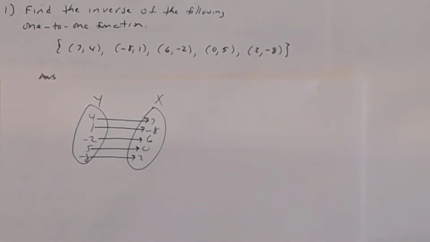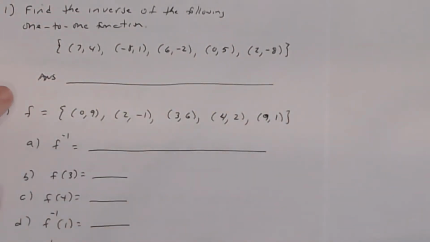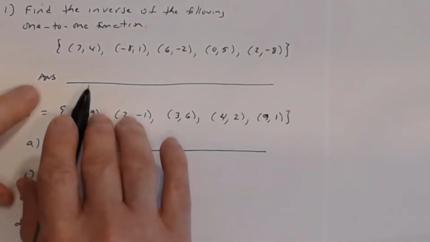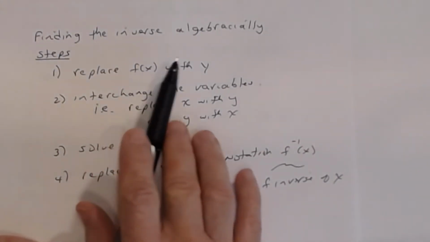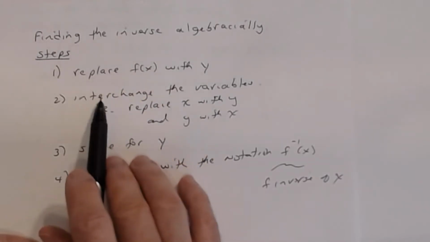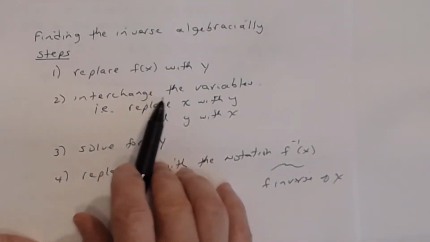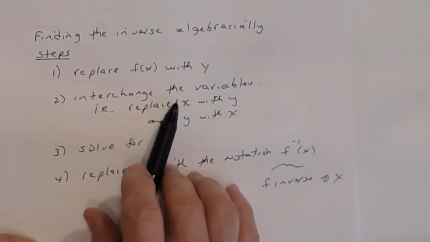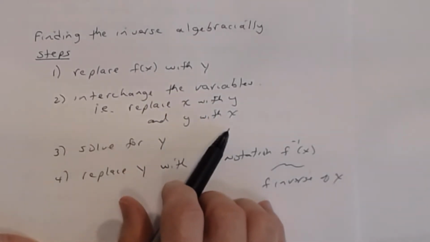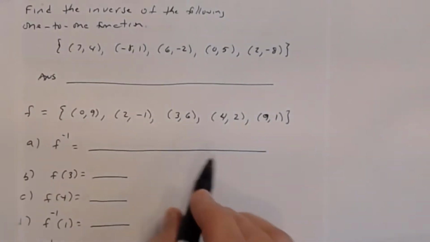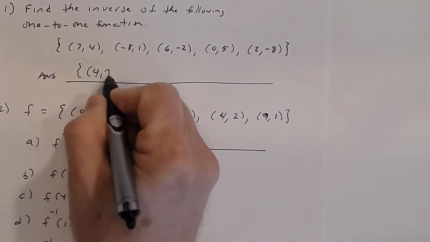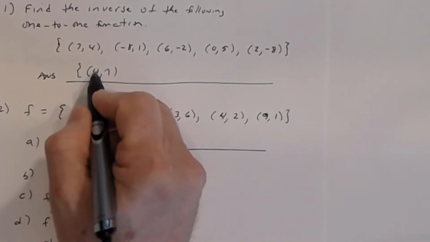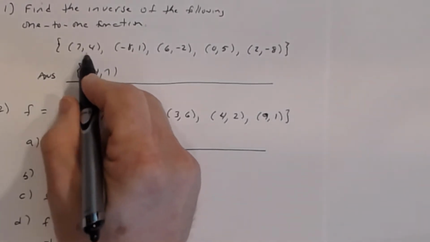So it's already one-to-one. Now what you want to do is find the inverse. Now remember this step here. When we found the inverse algebraically, you remember this little part where it says interchange the variables? x becomes y, y becomes x. That's the idea you're going to do here. So watch: the point (7, 4) becomes (4, 7). x becomes y, y becomes x.